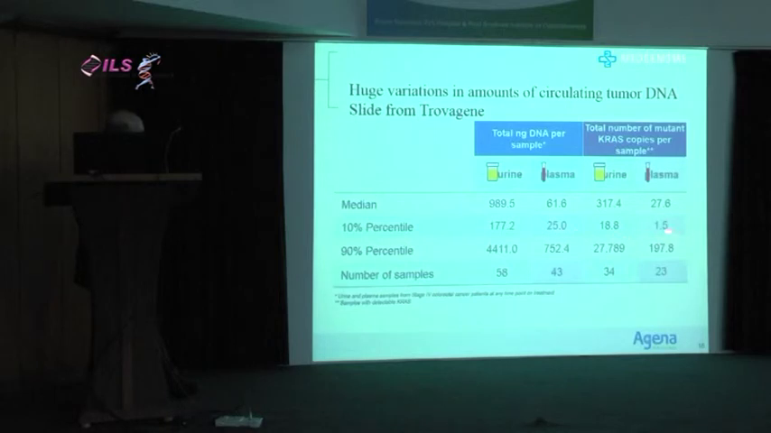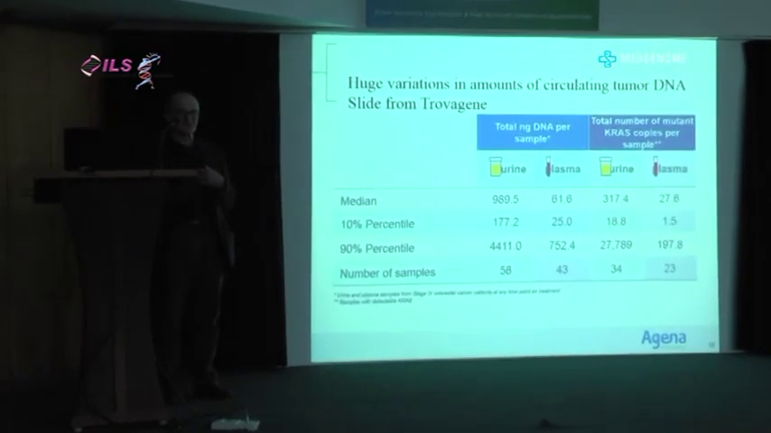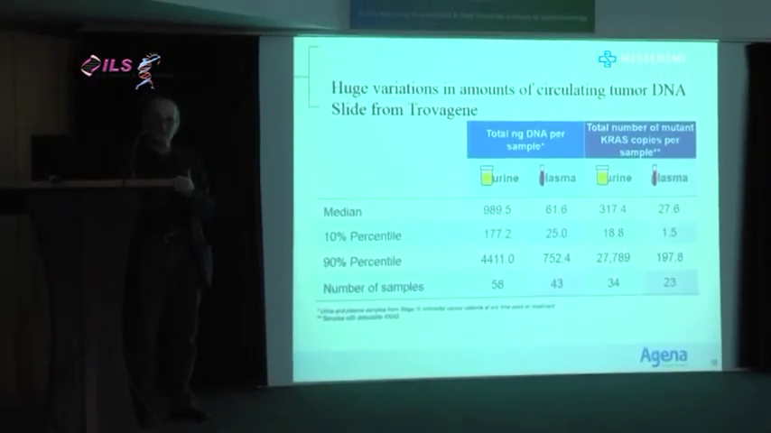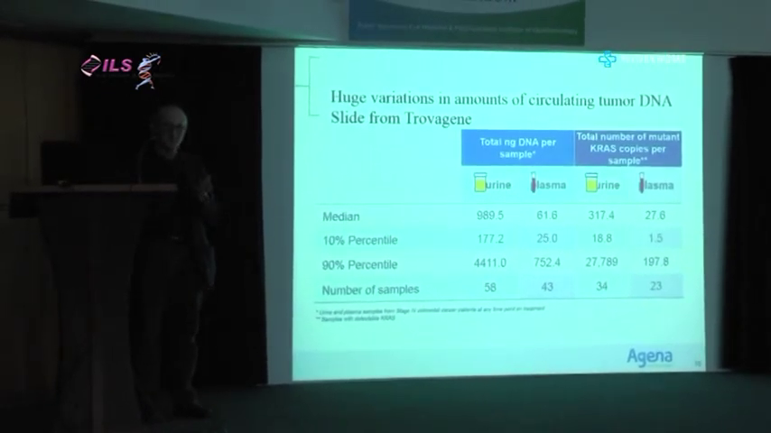But what I want you to notice is that the range, the number of molecules of mutant sequence in patients in either urine or plasma, varies by 2 orders of magnitude. Now, I'm sure you've seen exactly the same thing here with pregnant women. And nobody knows why some people have high plasma levels of circulating nucleic acids, regardless of the clinical situation, and other people have very low levels. We just don't know.